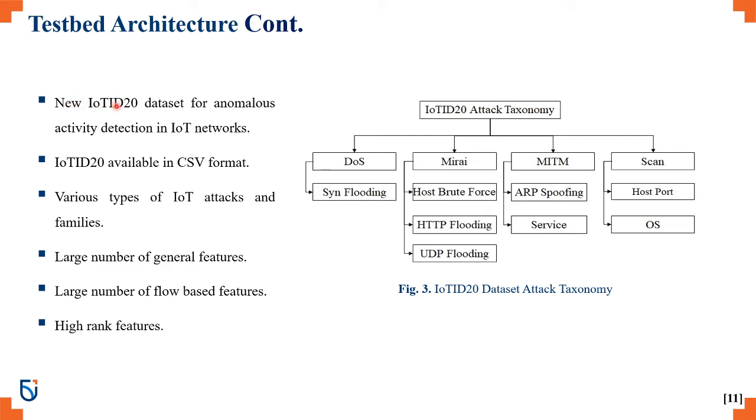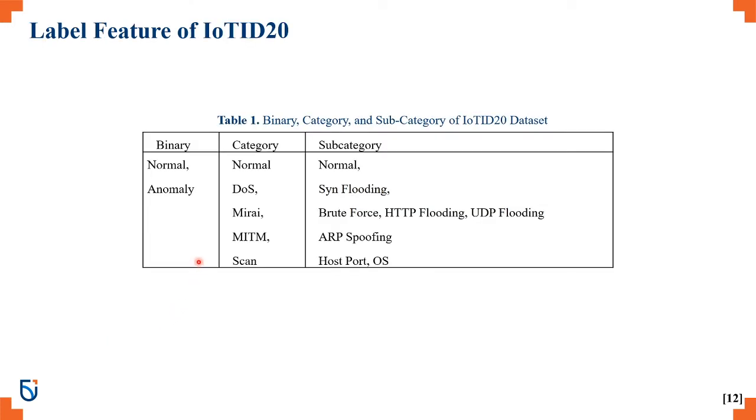So we adopted a new IoT 20 dataset for anomalous activity detection in IoT network. It is available in CSV format. Various types of attack and different families are available in this dataset, as you can see in figure number 3. That is DOS, Mirai, man in the middle, scan, and it has subcategories of each type. It provides a large number of general features and a large number of flow-based features, and these features are high rank. The label feature of the dataset is threefold: it can be binary, category, or subcategory.